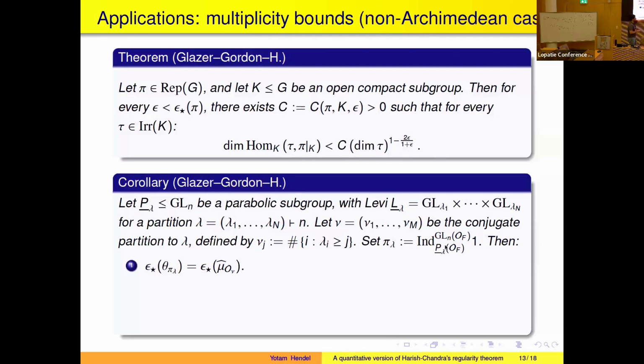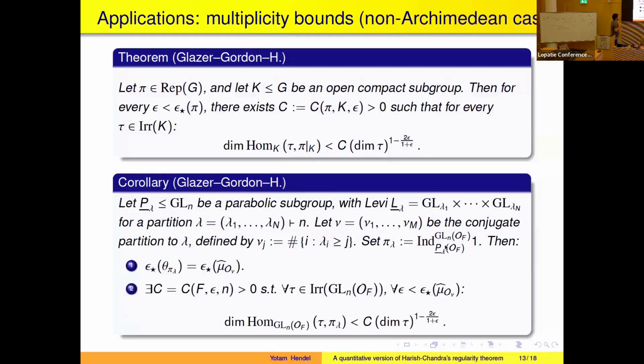And again, you have this connection that I've explained before. So you have a parabolic with some partition, and then you have its Richardson orbit, which is obtained as the orbit corresponding to the conjugate partition. So this is this connection between lambda and nu. And here P lambda is just this parabolic induction from P lambda OF, where OF is the ring of integers of F, to GLN OF. So this is the first thing we can show.